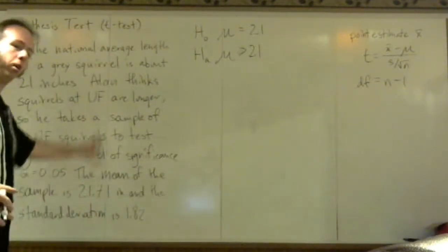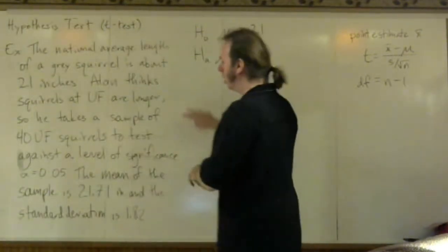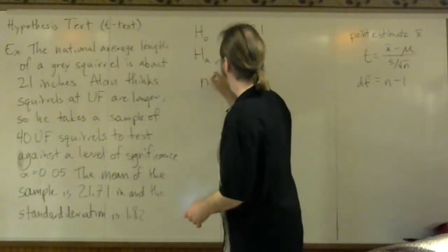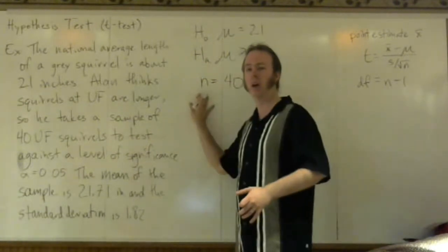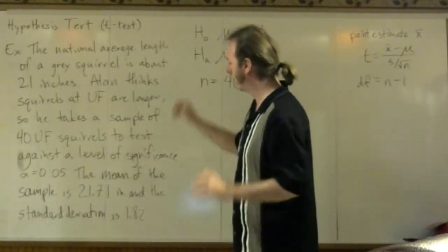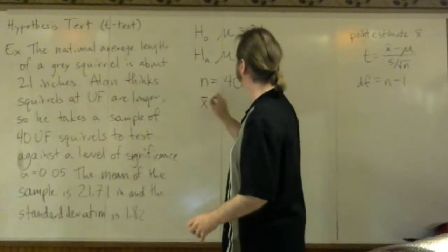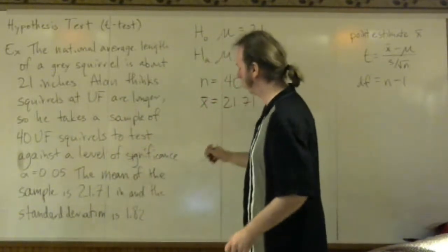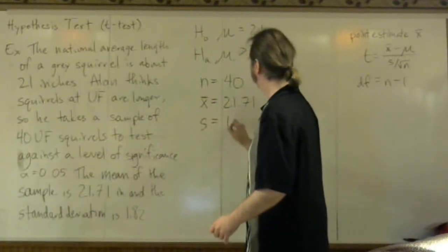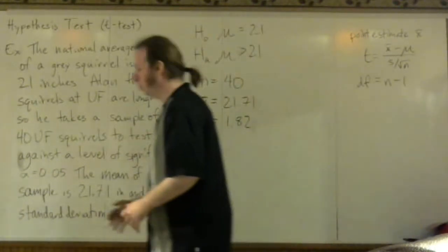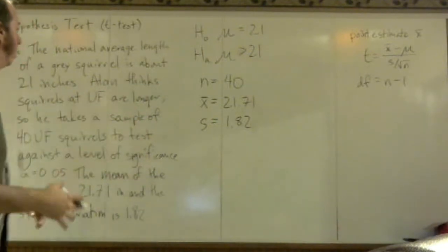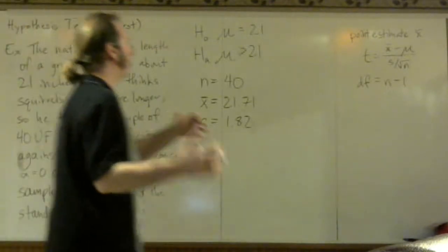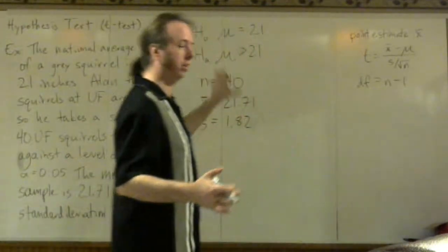Also, we want to dig out all of the basic stuff from the problem. This 40 is the sample size. That's my n. My mean was 21.71, and my standard deviation was 1.82. Alright, so that's just writing down everything from the problem. The next thing to do is to calculate the t-value for the statistics that we have.